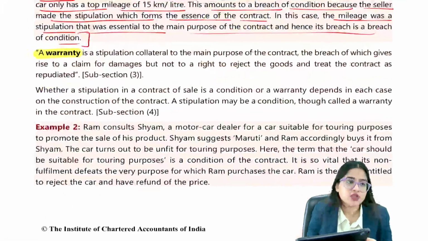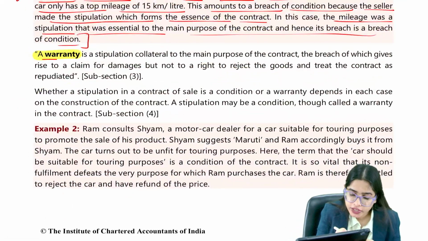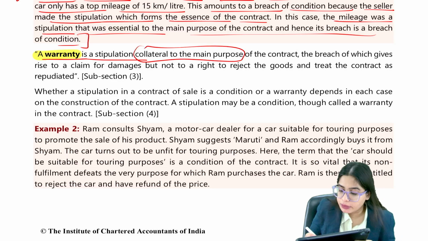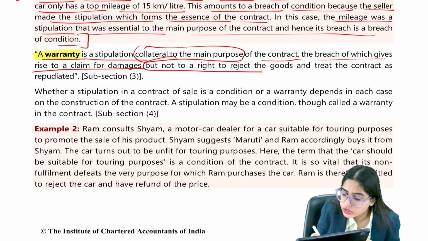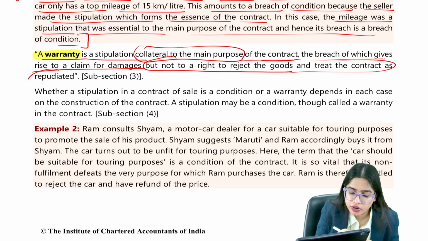Okay, the next is warranty. What do we mean by warranty? Warranty is also a stipulation, which is not the main purpose but is collateral to the main purpose, and the breach of which gives the right only to claim damages, but not the right to reject the goods and treat the contract as repudiated.